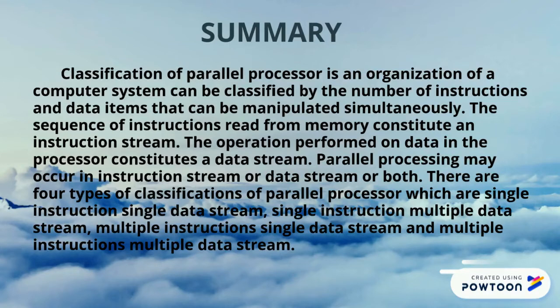There are 4 types of classification of parallel processors, which are single instruction, single data stream, single instruction, multiple data stream, multiple instruction, single data stream, and multiple instruction, multiple data stream.